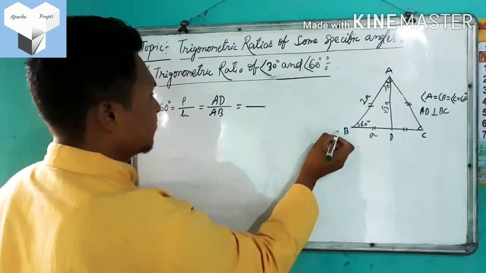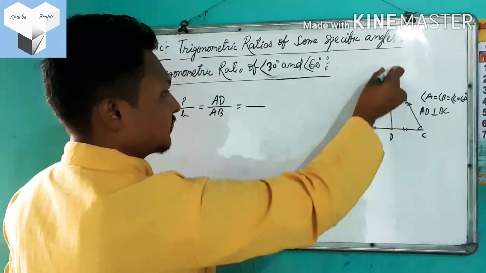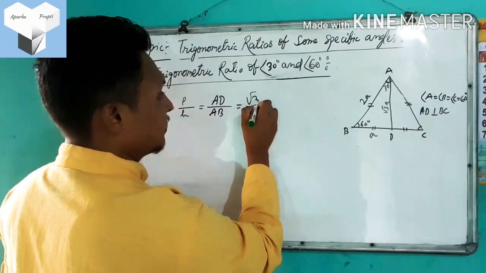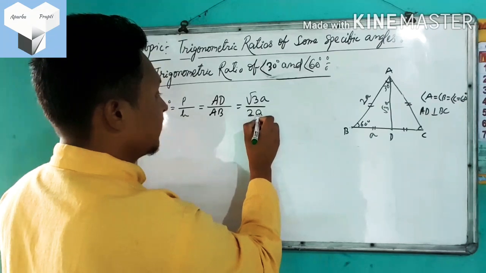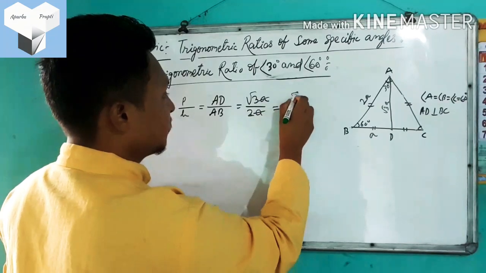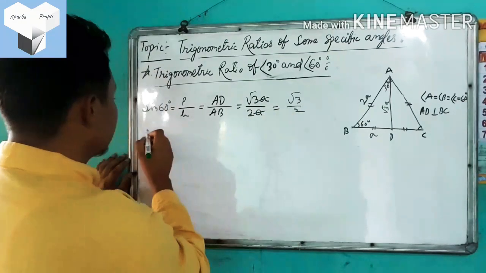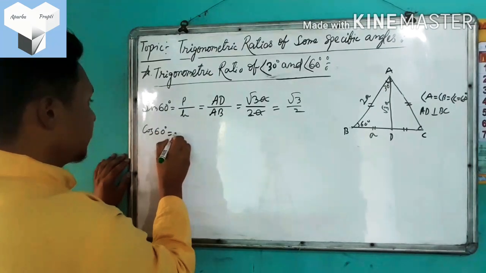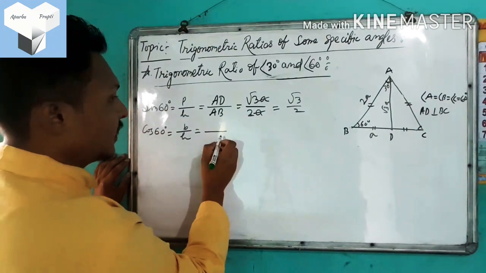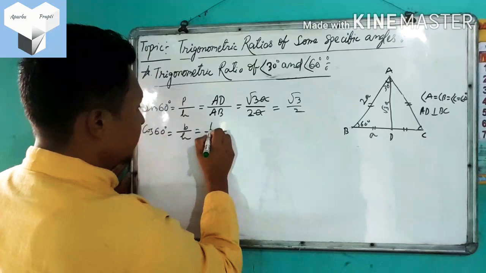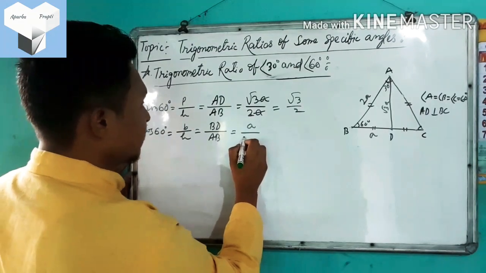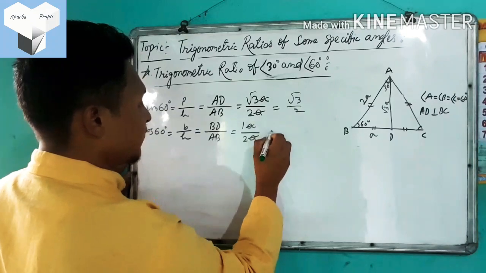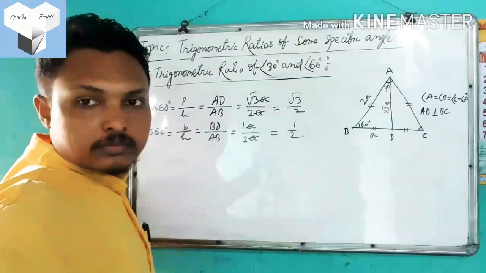Here AD measures root 3 A. AB measures 2A. A cancels, it remains root 3 by 2. Cos 60 degrees is B by H. B means base, that is BD. H is AD. BD measures A, and this is 2A. This is 1 by 2.